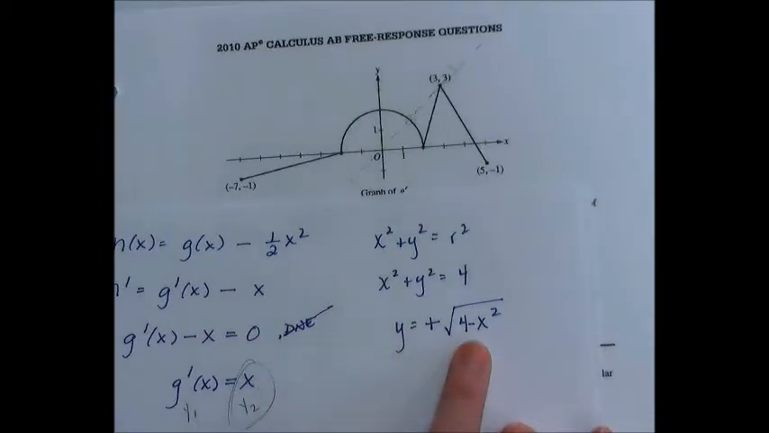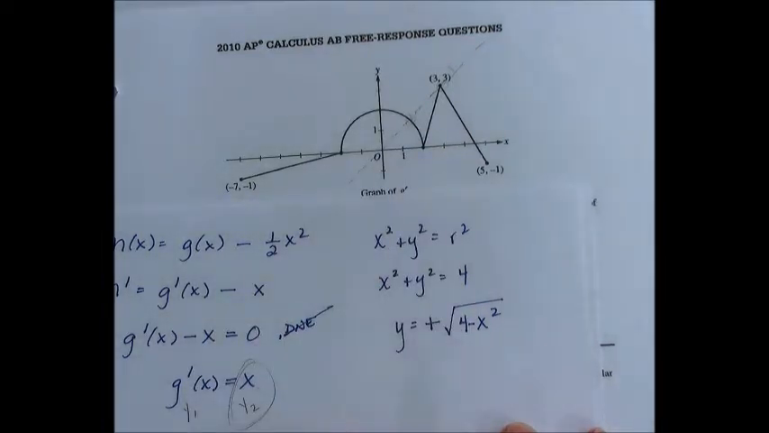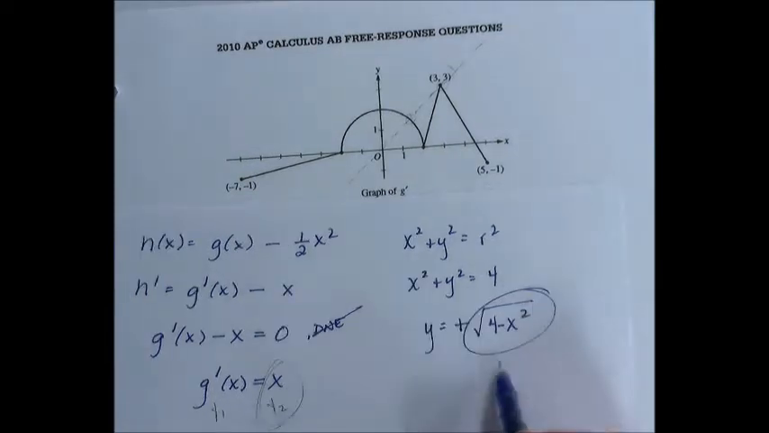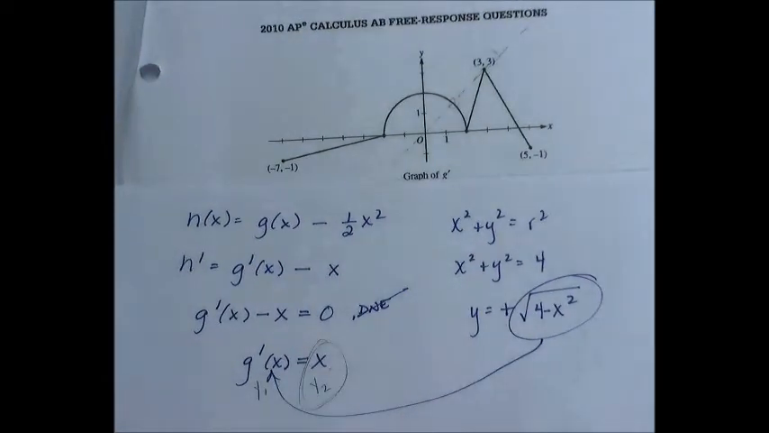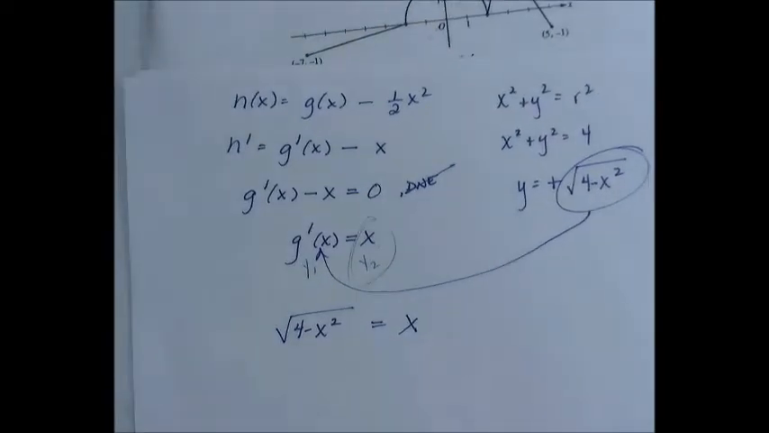That right there, if you're looking at it, that right there is the equation of the positive part of my circle. That equation is g prime. That is g prime for that part of the graph. That piece of this graph is that equation. So I want to know, when does the square root of 4 minus x squared equal x? That's what I'm looking for here.